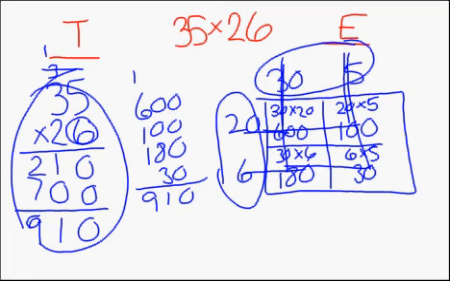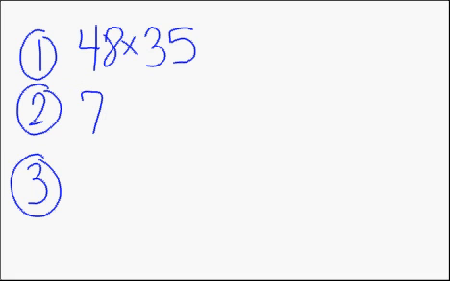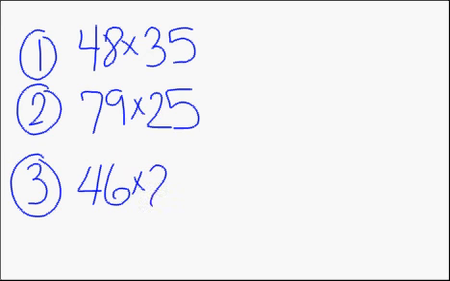All right, let's do 3 of them by yourself, and then let's see how well you do with those. So here we go. 1, 2, and 3. Totally by yourself. Number 1 is going to be 48 times 35. Number 2 is 79 times 25. And the third one is 46 times 83. If you need to pause the video so you can check out your answer, that's great. And good luck.